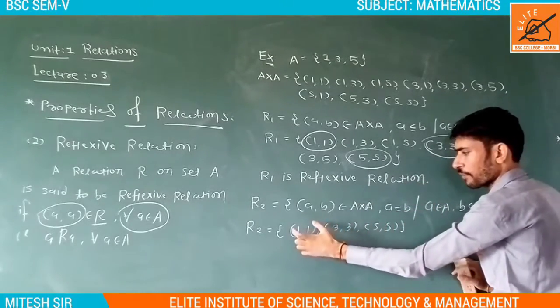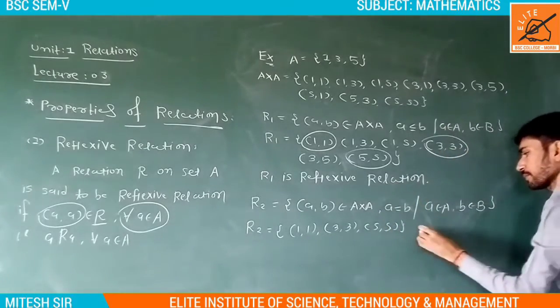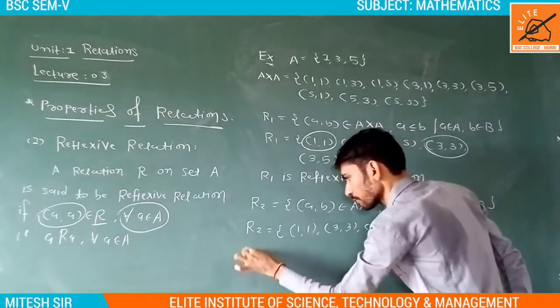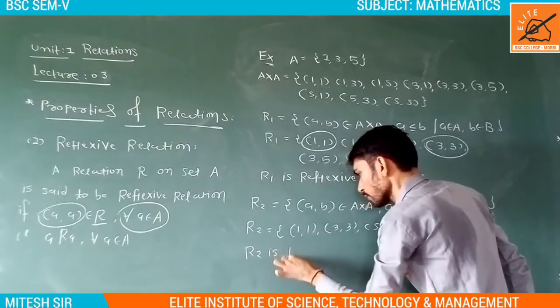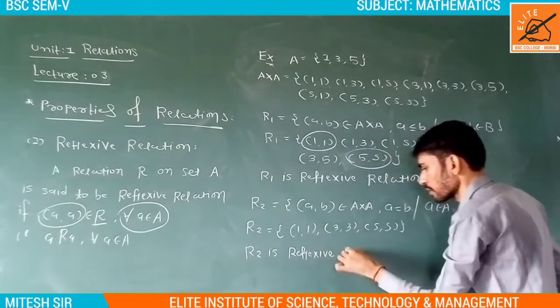Our relation contains the pairs (1,1), (3,3) and (5,5). So this relation is a reflexive relation. So R2 is a reflexive relation.